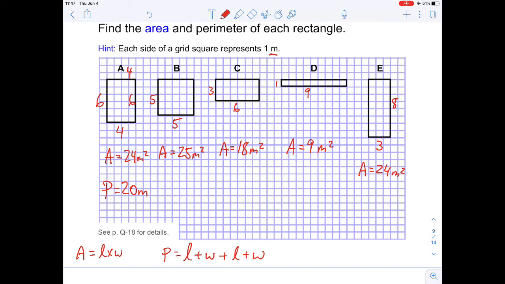These are not meters squared because we're not counting how many of these little squares there are inside, like in area. We're counting, like if we were building a fence around this rectangle, we're counting how long that fence would be all the way around my rectangle. Okay.